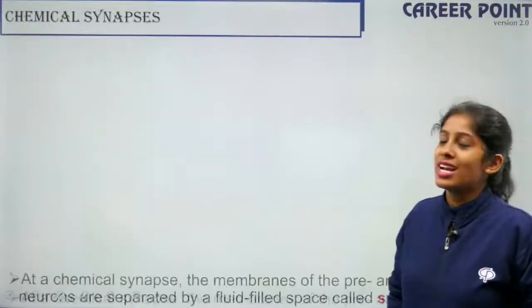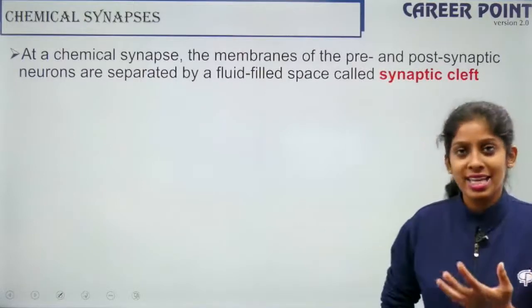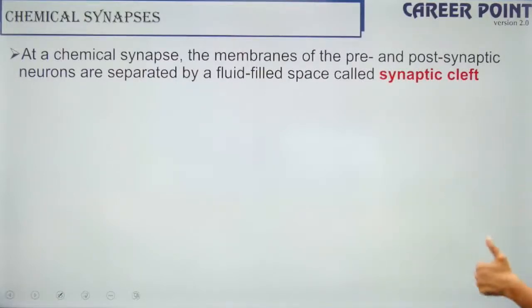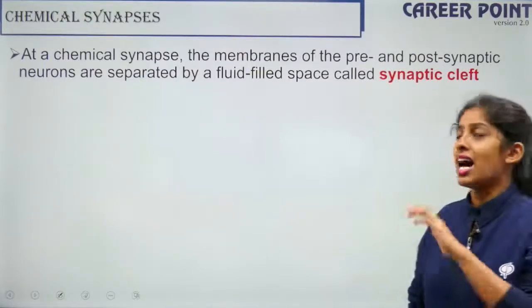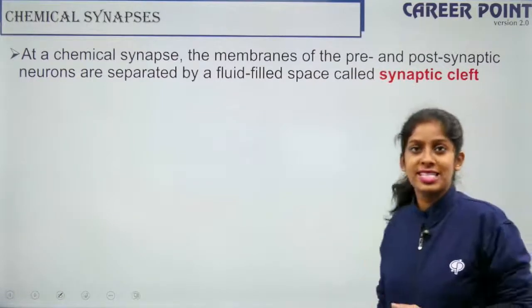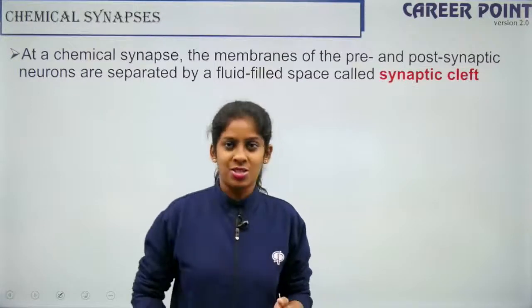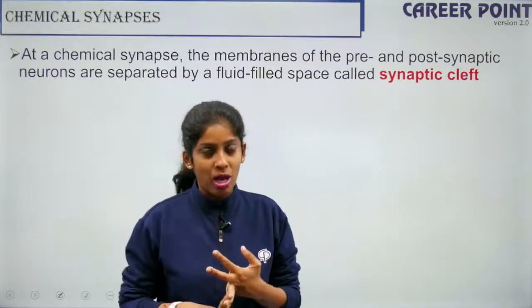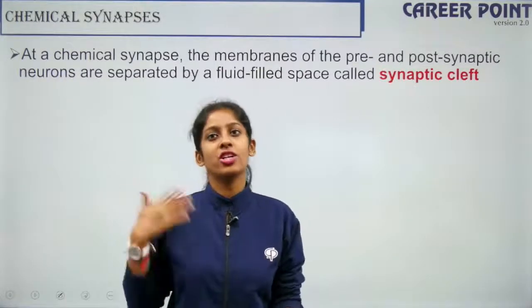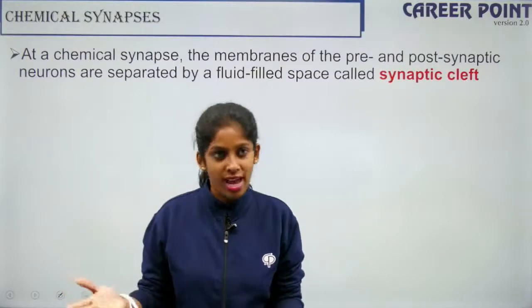The next one is the chemical synapse. At a chemical synapse, the membranes of the pre and the postsynaptic neurons are separated by a fluid-filled space that is called the synaptic cleft. So here we have mediators. That is the reason it is very slow. And of course, this is most common because the other one, electrical synapse, is rare, right?